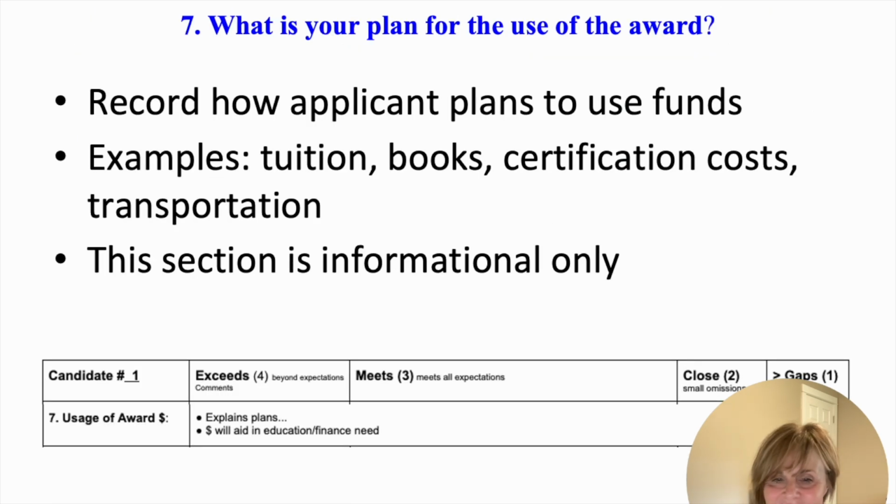Number 7 is also not scored. It's giving us an idea of what they're going to be using the money for. Again, an important thing that we're going to look at when we're determining how much they're going to give. So put the things in there. For example, tuition, books, certification costs, transportation. It could even be childcare. Yes, we will help with childcare. So anything that goes towards helping them to get into that classroom or to complete their program so they can become a certified teacher that can be employed in the state of Oregon.